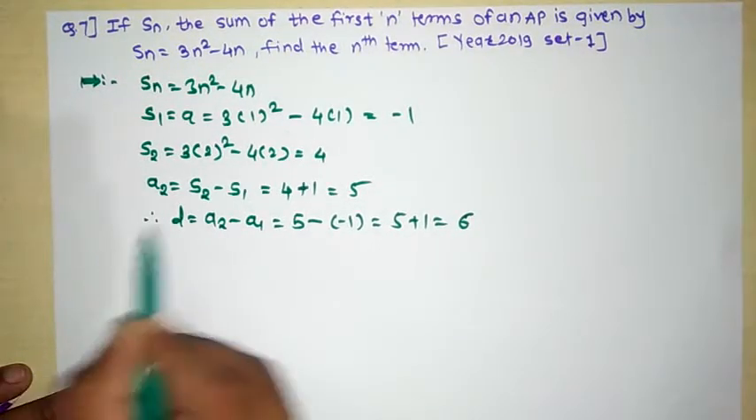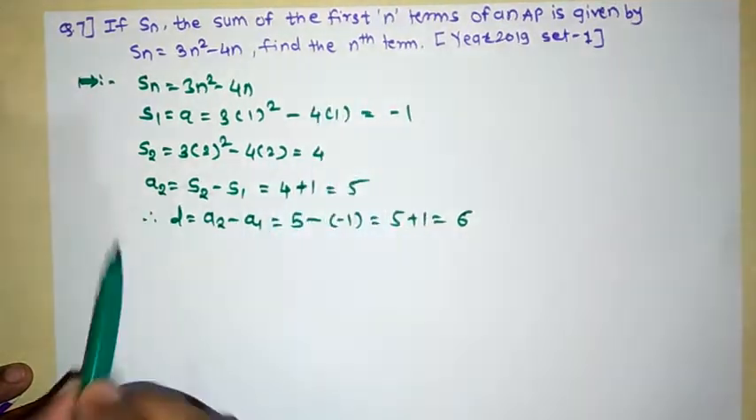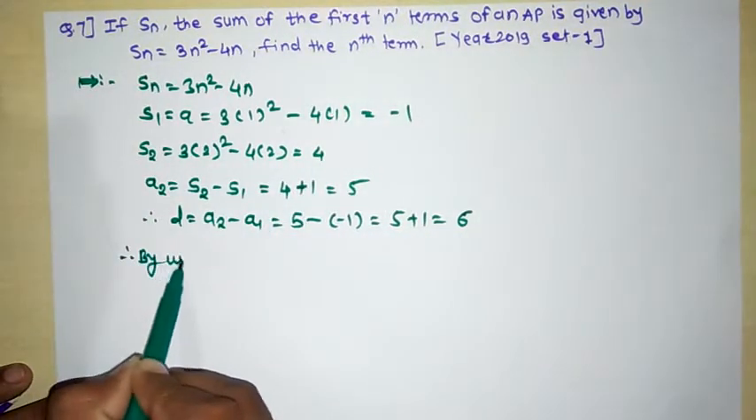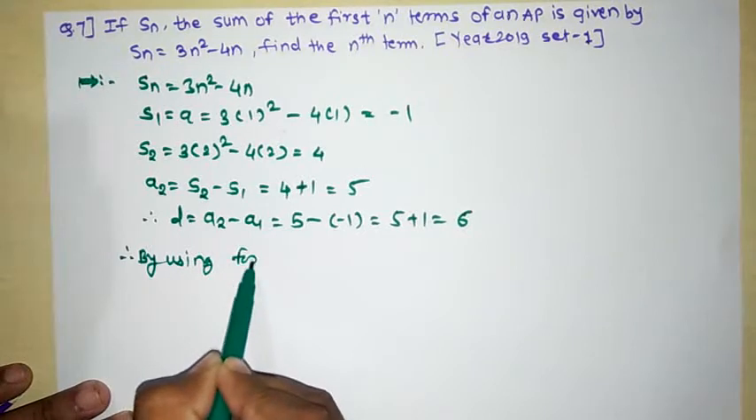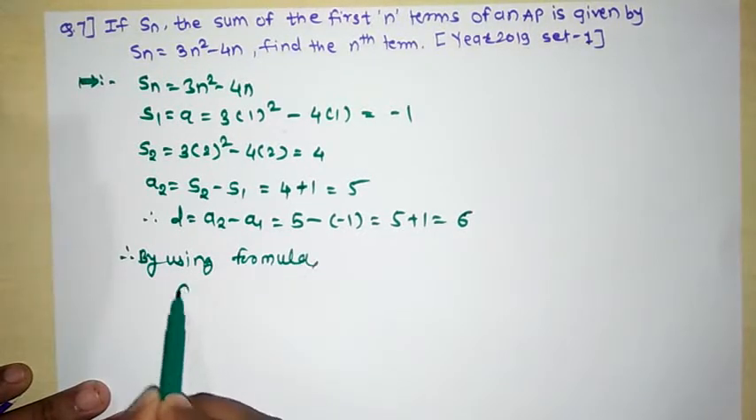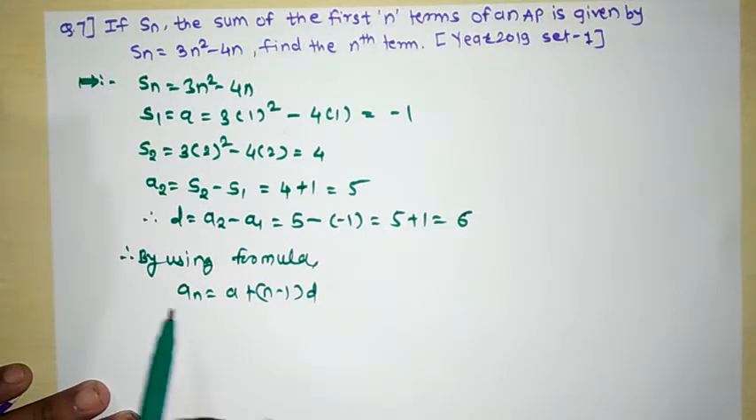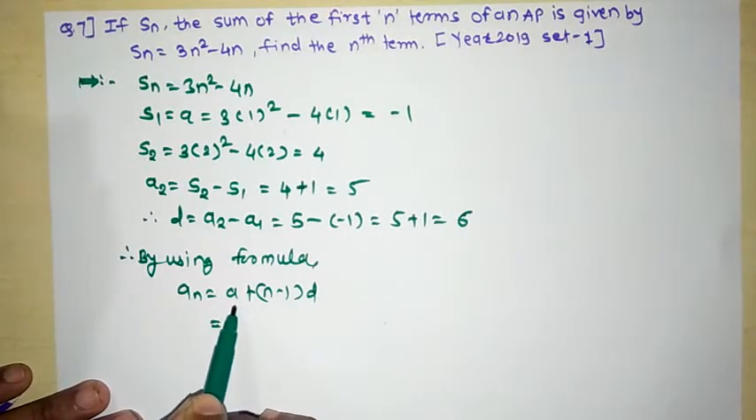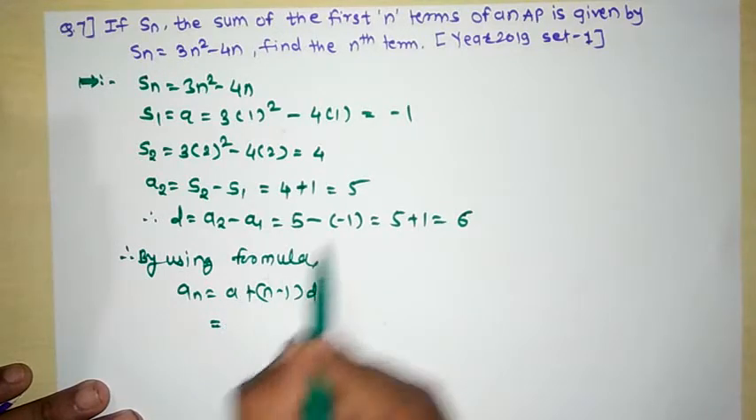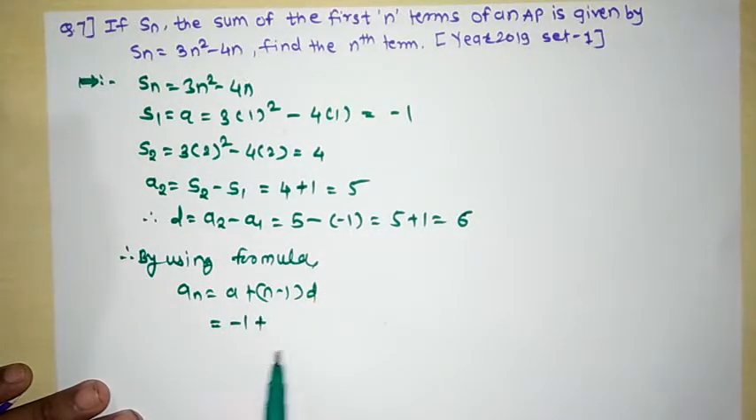Now what we have to find? We have to find the nth term of the AP. Therefore by using the formula an is equal to a plus n minus 1 into d, because the nth term we have to find here. This is the formula to find the nth term only. That is an is equal to a plus n minus 1 into d. What is the a here? First term. First term we got here minus 1. Put as it is minus 1. n we don't know, as it is put n minus 1 into d.